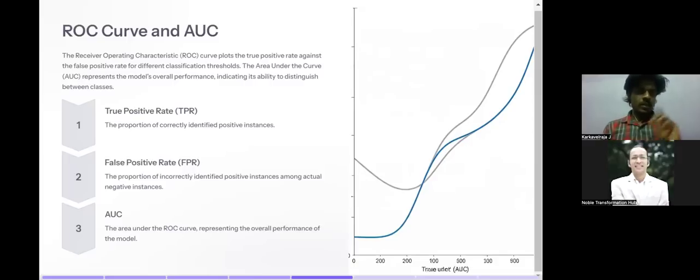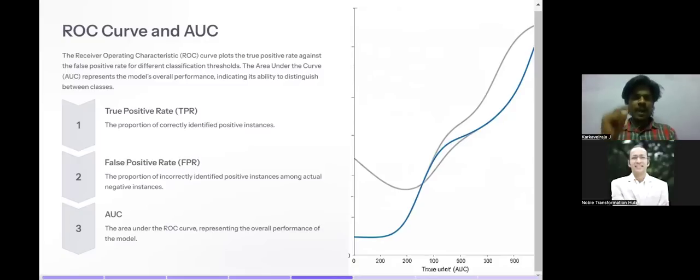The false positive rate is the proportion of incorrectly identified positive instances among all actual negative instances. Among actual negative instances, the model predicts that the person doesn't have a heart disease, but actually the person has a heart disease. That is the false positive rate. Next, the AUC: it's simple. It is the area under the ROC curve, representing the overall performance of the model.